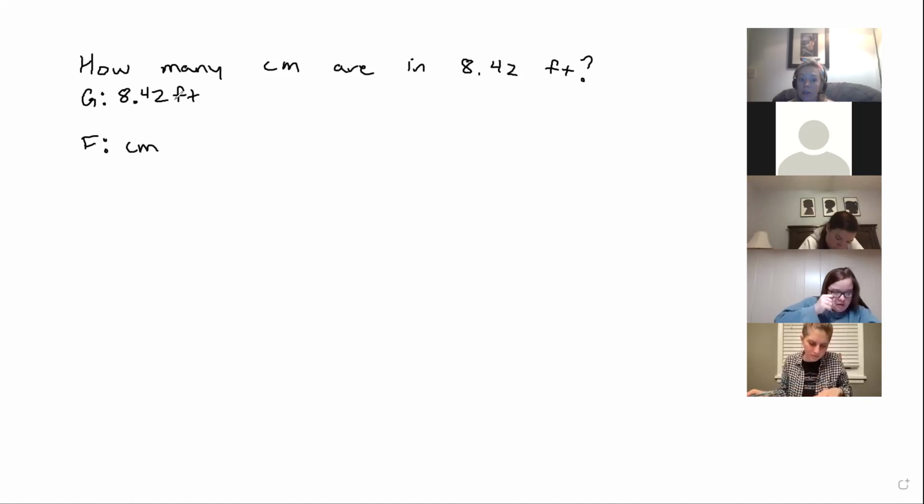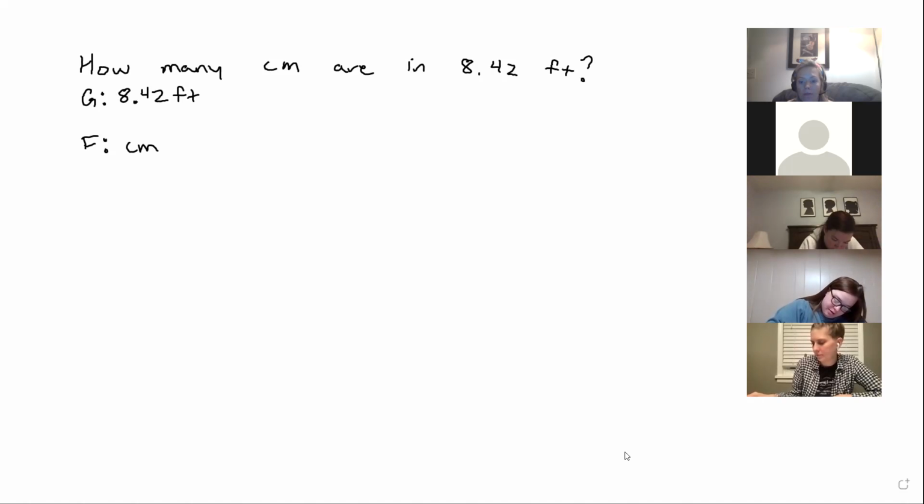Now, is there a conversion factor between feet and centimeters? I mean, there probably is. I just don't know it. But I do know how many inches are in a foot, and I do know how many centimeters are equivalent to an inch. If we go back to our formula sheet, there's inch to centimeter, and then you already know inch to feet. So this is kind of like a game of leapfrog, where we're going to jump through a middle unit before we get to the end.